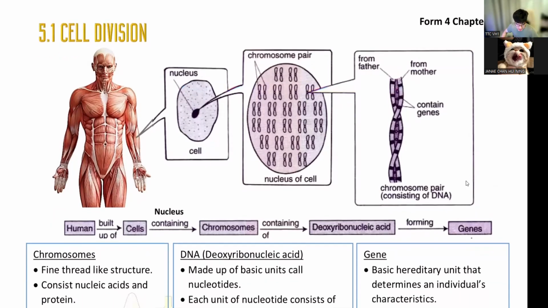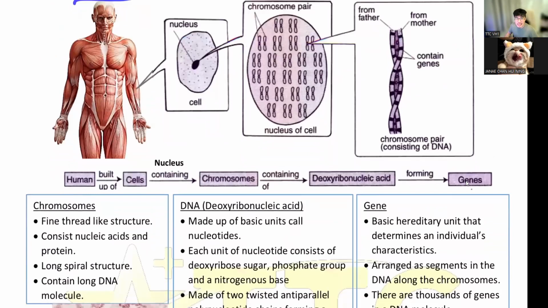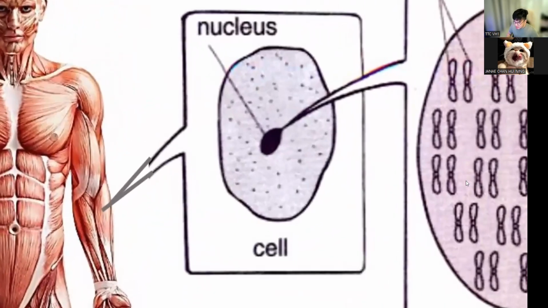Right, so let's look at what is cell division. I'm sure you know cell division. You learned this in Form 1, but we are doing it in detail this time. Before I move on, let's learn about the basics first. I'm sure you have seen this in your Form 1. This is your cell, and inside your cell is a nucleus. Okay, so this is your nucleus.